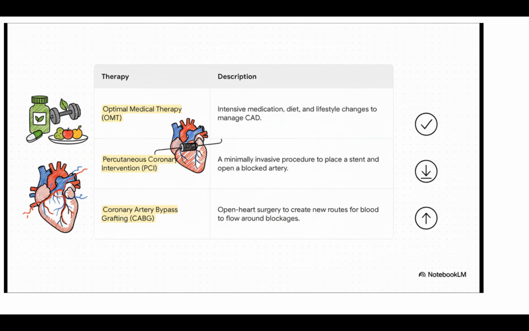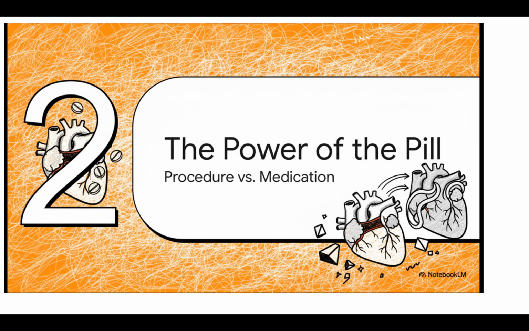Let's find out. Okay, first, let's get our terms straight. There are three main ways to tackle this. First, there's optimal medical therapy, or OMT. This isn't just one pill, it's a powerful cocktail of medications, plus diet and lifestyle changes. Then you have the procedures. PCI is the one you hear about most, placing a stent. Think of it like a plumber snaking a clogged drain. And then there's the big one, CABG, or bypass surgery. That's open heart surgery, and it's like building a whole new highway for blood to get around the traffic jam.